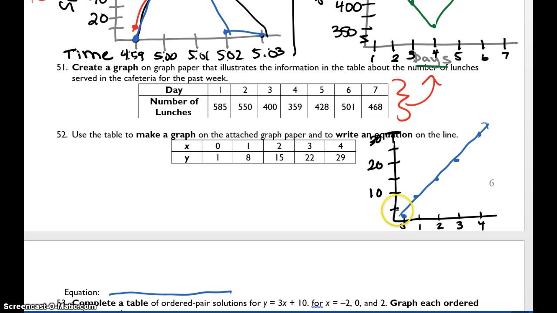and put little arrows there because that can continue on since this is an equation, or this is some sort of function, so we could write an equation that would continue on there. This is just what we were given. So that's my graph there.